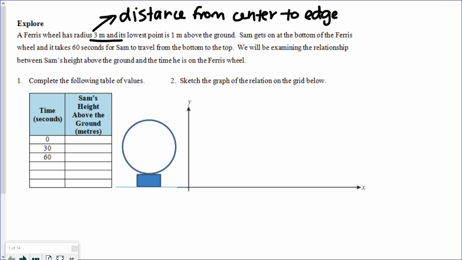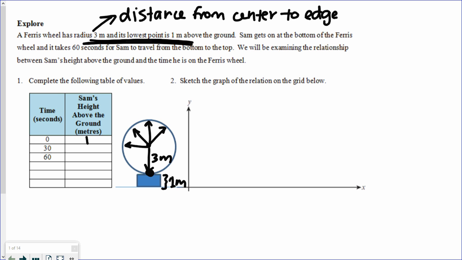So a couple key things will mess you up if you don't get them right from the beginning. It's saying that the Ferris wheel has a radius of 3 meters. So if we're in the middle and we draw an arrow anywhere, all of those lines will be 3 meters. It also says its lowest point is 1 meter above the ground. So that represents the little box that he has to stand on to get to the top. So at time 0, Sam's height above the ground is 1 meter, because again, he's getting on the Ferris wheel here. He's 1 meter off the ground.